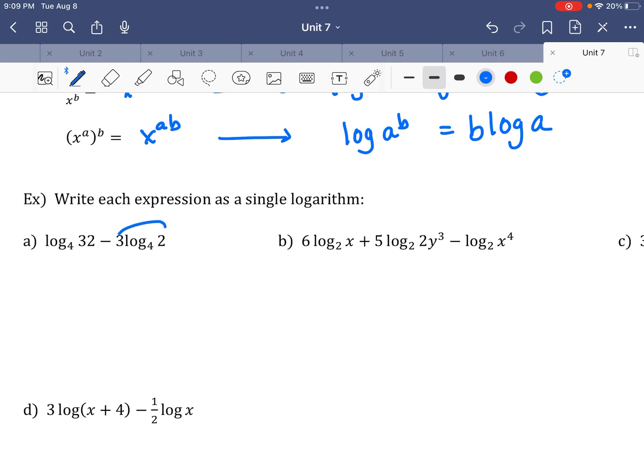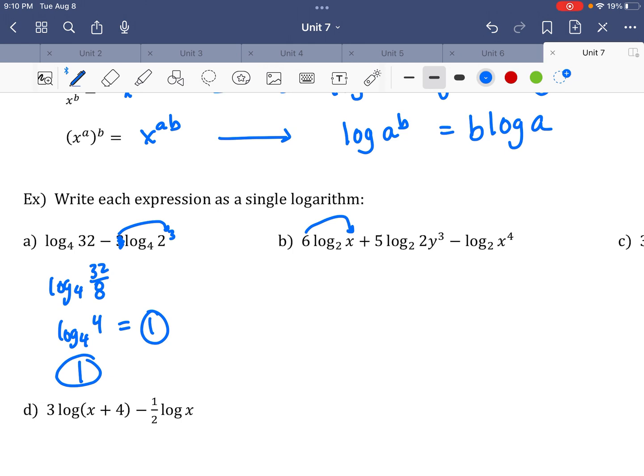Subtraction turns into division. But right before I do that, this 3 can be an exponent. So it's going to be 2 to the third. So I like to just cross it off and put it, so it's 8, right? So it's going to be log base 4 of 32 over 8. Well, that's 4. So log base 4 of 4. Now this is suspicious, right? Do I know 4 to what power makes 4 again? And I do. So this is equal to 1. So that could be my final answer, right? 4 to the 1 is 4. So this actually can reduce down to 1.